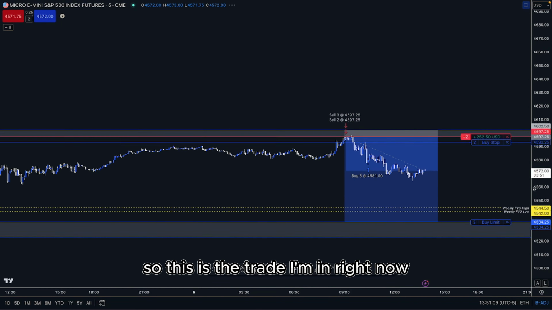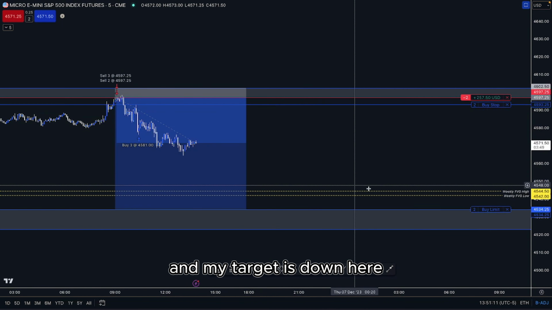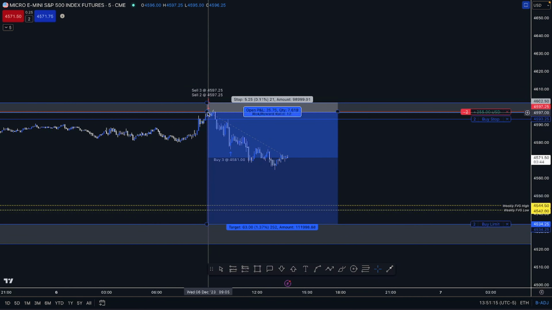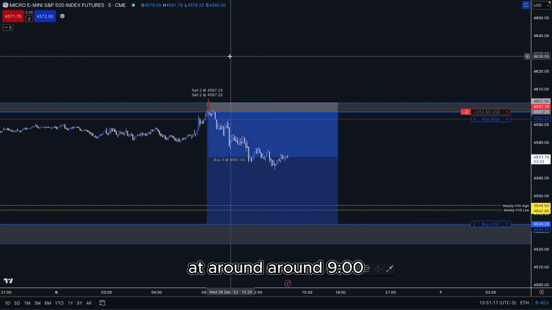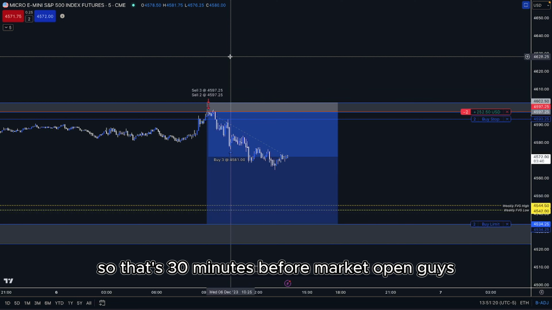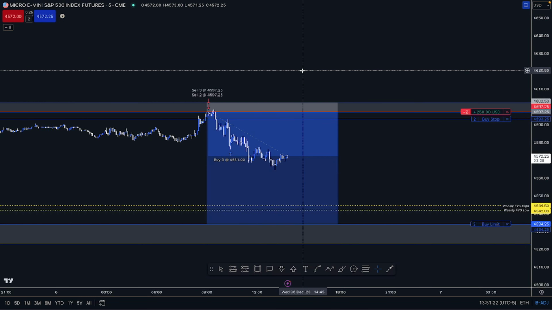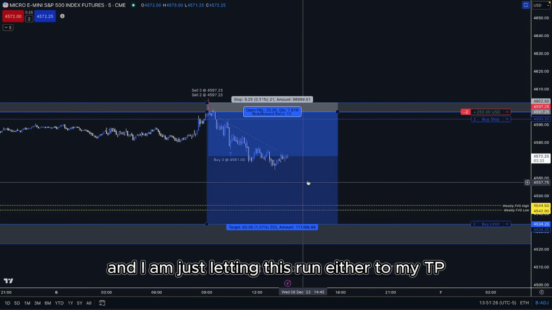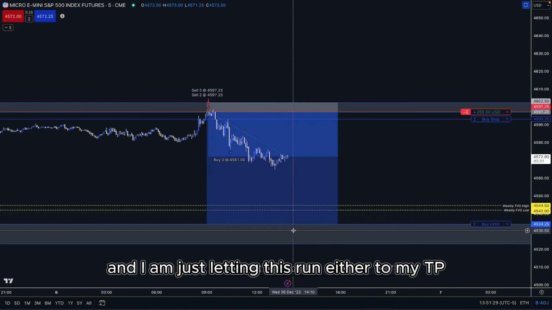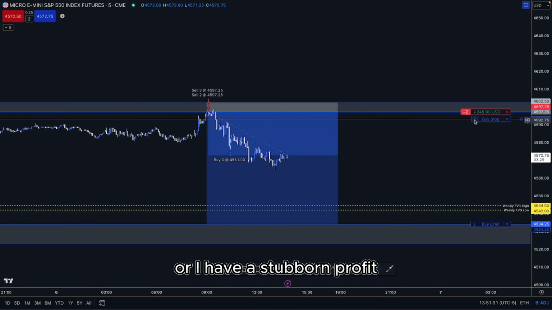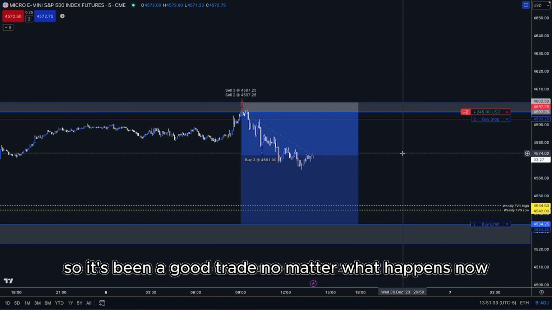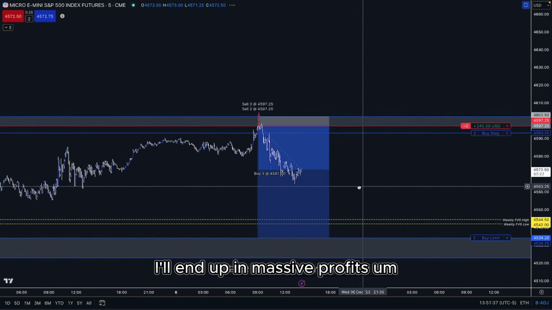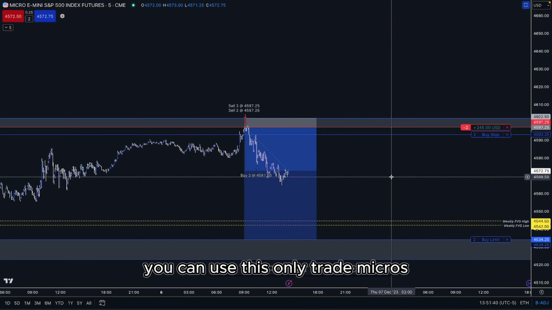So this is the trade I'm in right now, and my target is down here, the buy limit. I entered up here at around 9 o'clock, so that's 30 minutes before market open, guys. So far I've taken partials and I am just letting this run either to my TP or I have a stop in profit. So it's been a good trade. No matter what happens now, I'll end up in massive profits. You can do this only trading micros.